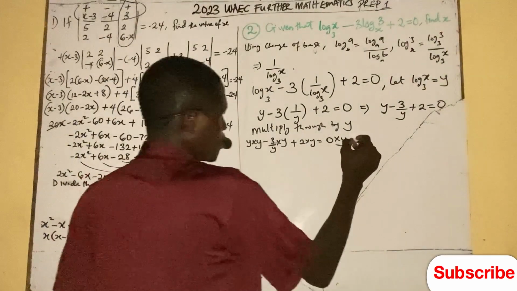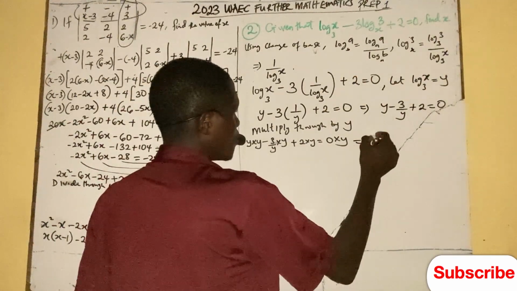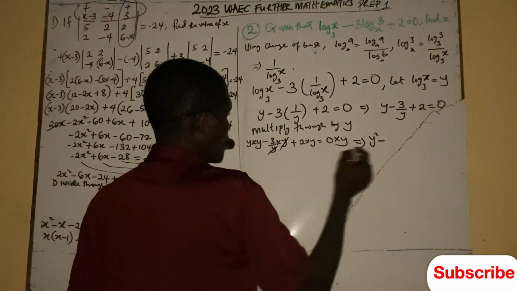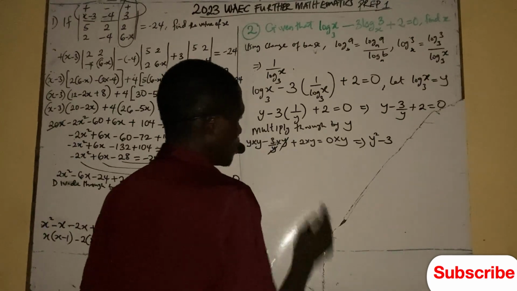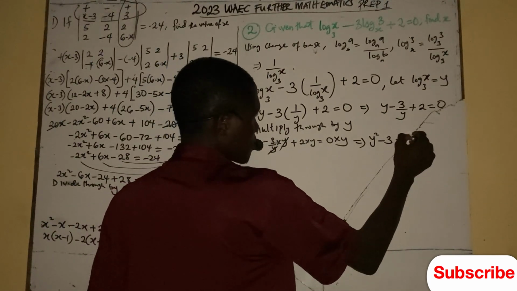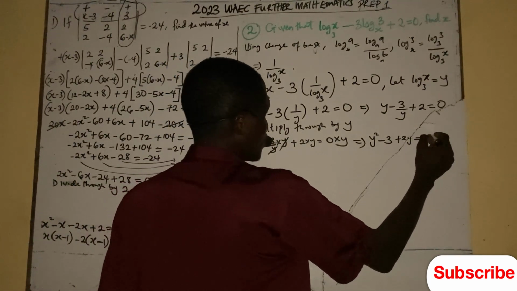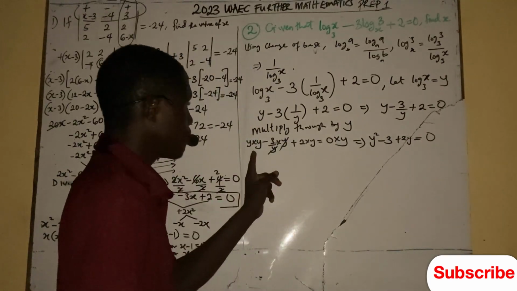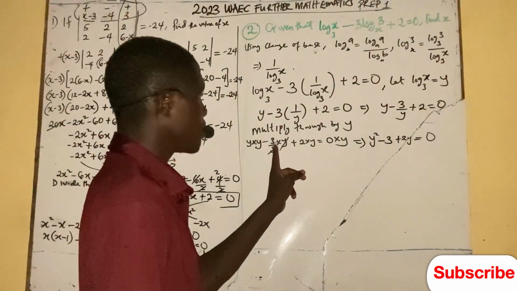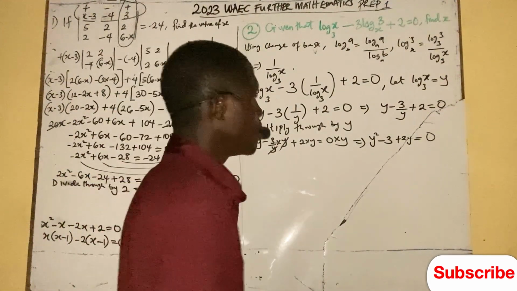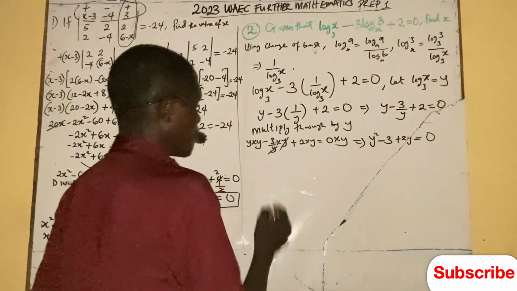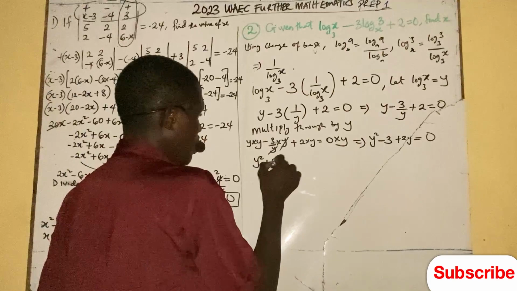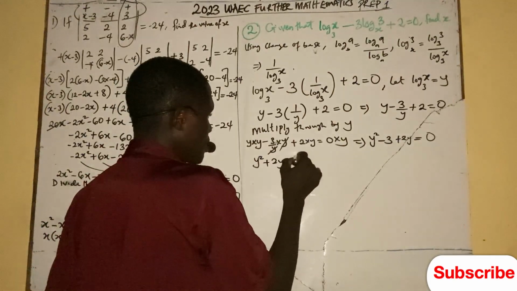So when you multiply through, this one will give y squared, this one cancels out, minus 3, plus 2y equal to what? 0 times y is going to be 0. So everything will become y squared minus 3 plus 2y equal to 0. If we arrange it such a way that we have a quadratic equation, it's going to be y squared plus 2y minus 3 equal to 0.